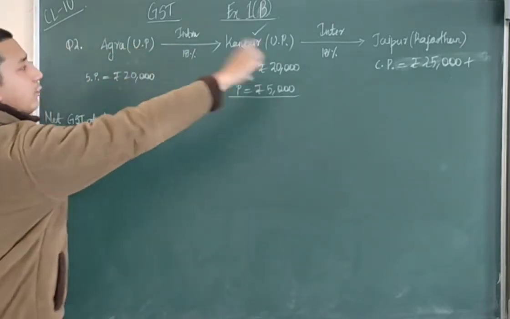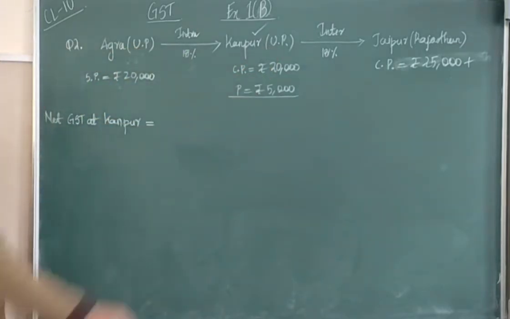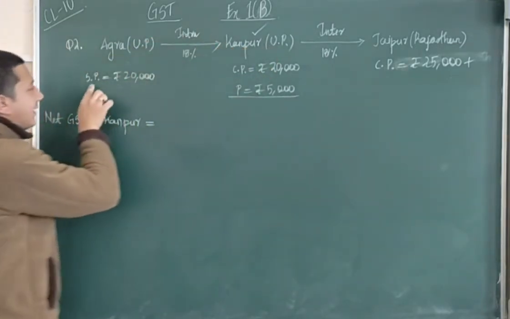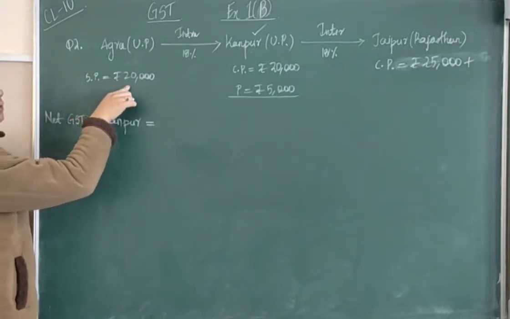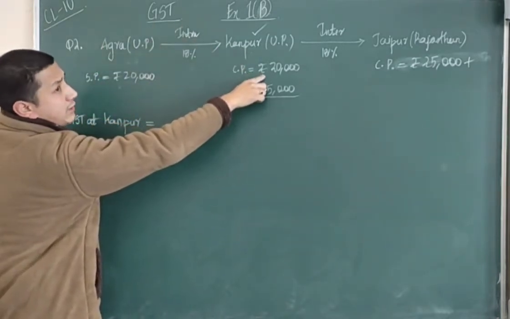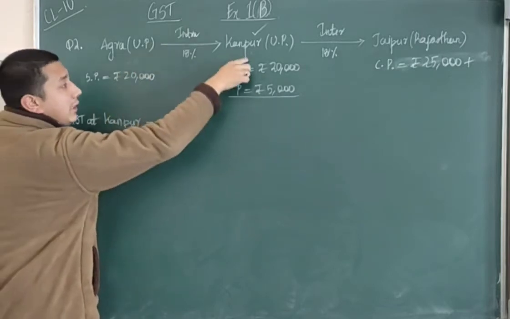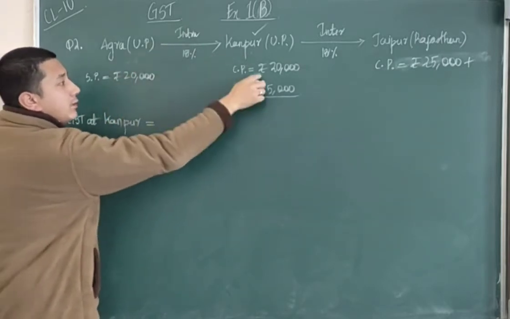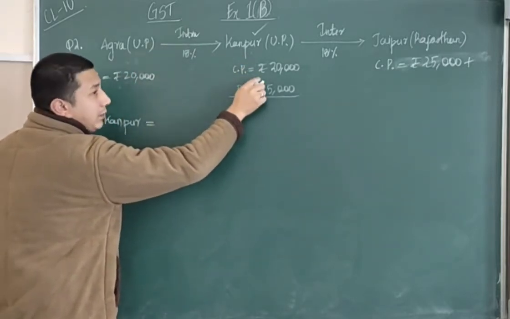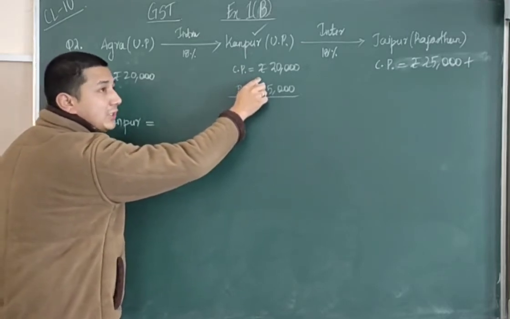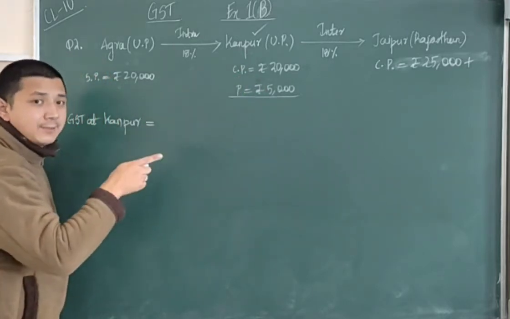So please make this flow chart on your copy. From Agra to Kanpur, what is the selling price? 20,000. So what will be the cost price? Obviously 20,000. He is selling to him at 20,000, so his cost price will be 20,000 only. Remember, I am not including GST out here because here we have to calculate net.